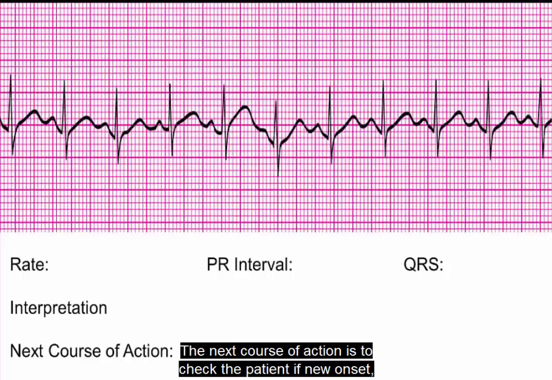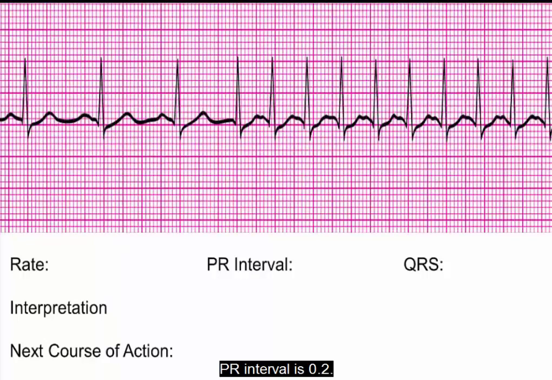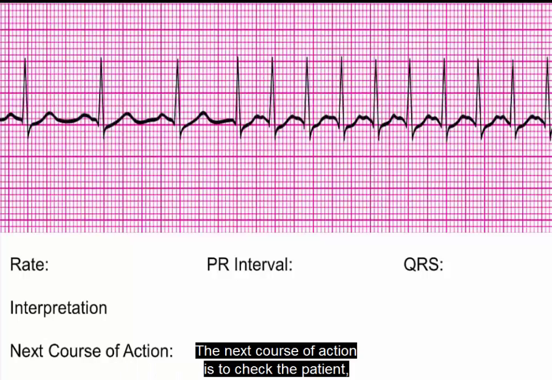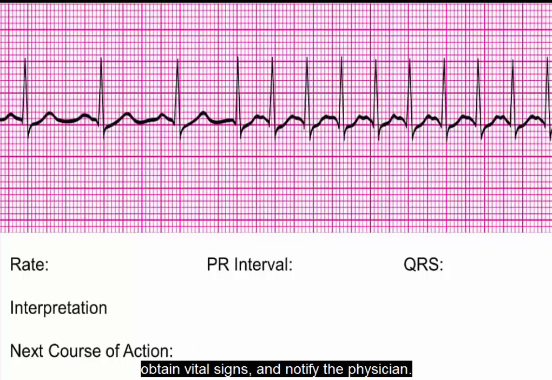The next course of action is to check the patient if new onset, or if the patient is symptomatic, then notify the physician. The rate is 80. PR interval is 0.2. QRS is 0.08. The interpretation is sinus rhythm with a burst of paroxysmal supraventricular tachycardia. The next course of action is to check the patient, obtain vital signs, and notify the physician.